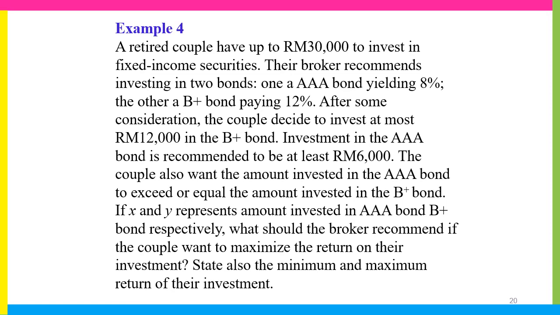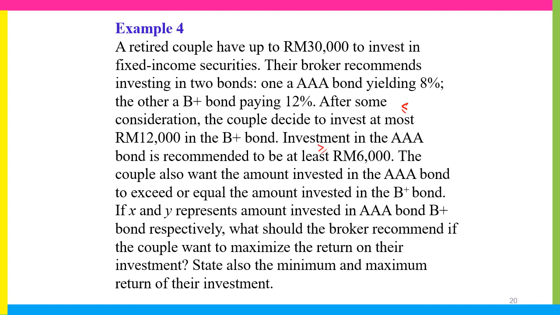Okay, we have 30,000 now. We need to decide how much to spend on AAA bond and how much to spend on the B plus bond. They said the couple decide to invest at most 12,000, so it should be less than or equal to 12,000. This statement, at most, is important for you. The representation of at most can be written as less than or equal to. And for AAA it is written at least, so it should be more than or equal to.